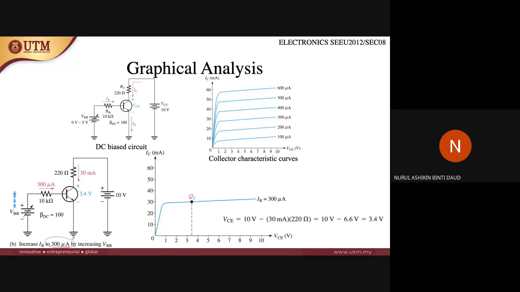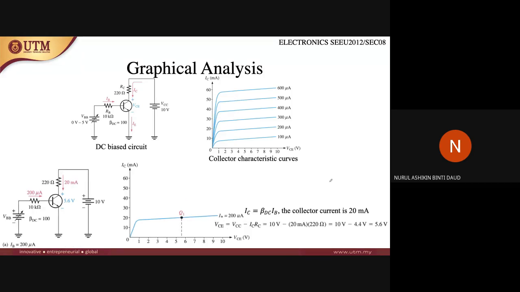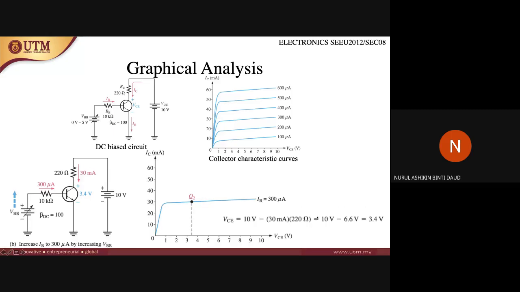Okay, and the VBB is now regulated. You change the VBB so that the current produced here is 300 microamps. So when the IB is 300 microamps, you can find, first of all, you need to know the IC. So IB just now is 20, right? 20.